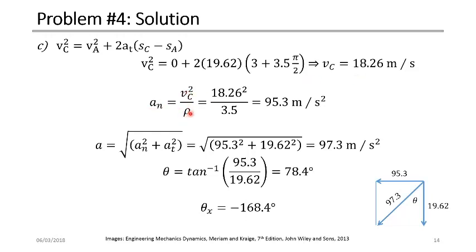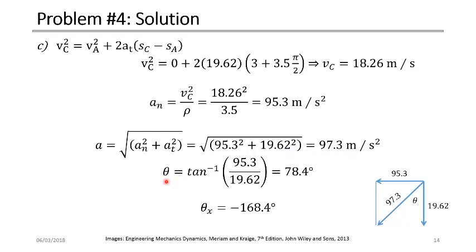Now, because we have the radius of curvature and we have the velocity, we can calculate the normal component of the acceleration. So a_n, the normal component of the acceleration, is v_C squared divided by rho. The velocity here is 18.26, so 18.26 squared divided by rho, which is 3.5. So we're getting here 95.3 meters per second squared. So the total acceleration is the square root of a_n squared plus a_t squared, where a_n is 95.3 and a_t is 19.62. So in this case, the total acceleration is 97.3 meters per second squared.